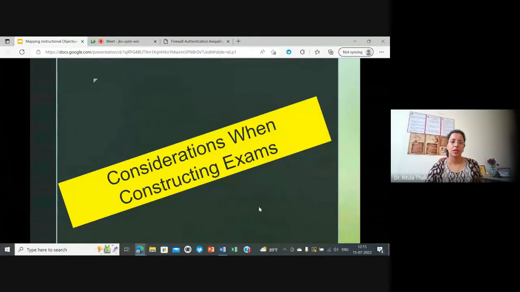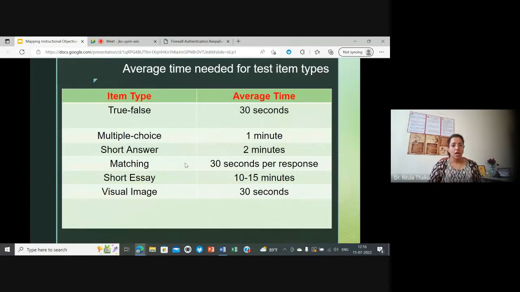Now, what are the various considerations which must be kept in mind when we are constructing the exams? One is the average time which is needed for a test item. This is also very important when you are making your question paper. I will give you one example in the coming slide. This also you have to specify. When you are going through your NBA process, the NBA team takes up your question paper and sees how you have mapped your test items. So average time also you have to keep in mind.